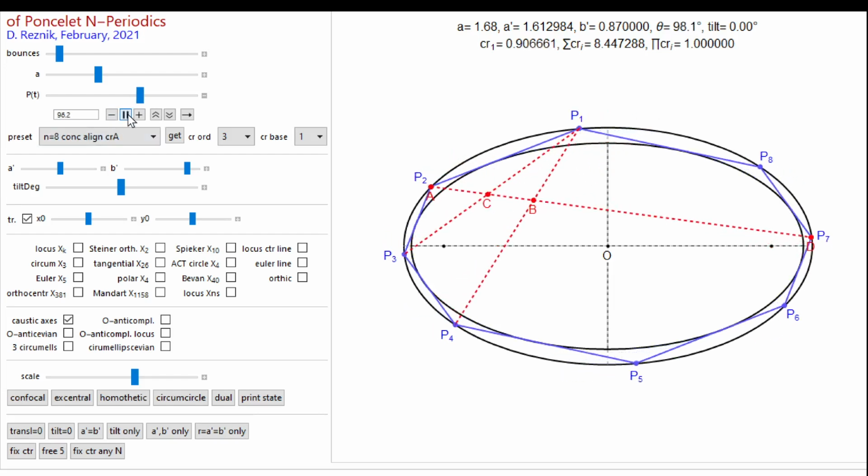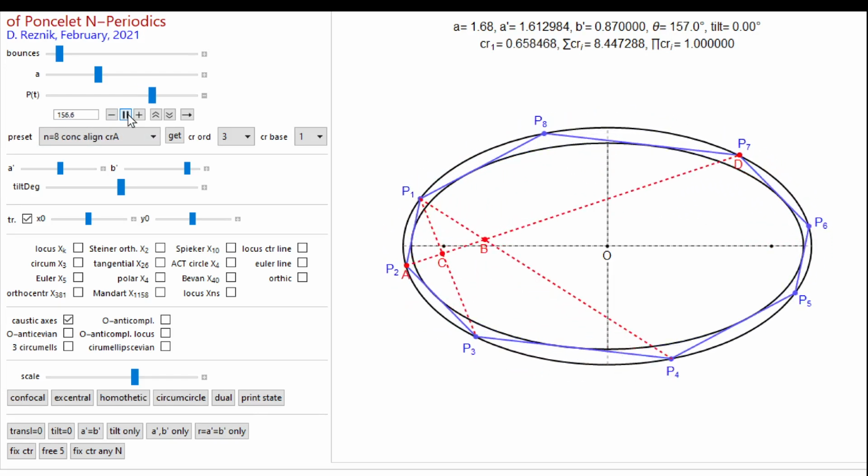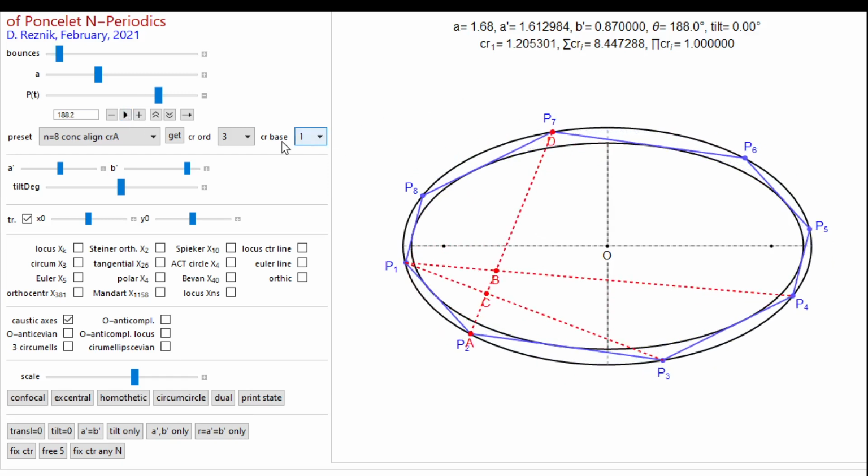So let's try to be daring here. I'm going to open up this trajectory by tweaking the caustic a little bit. Let's tweak the caustic.